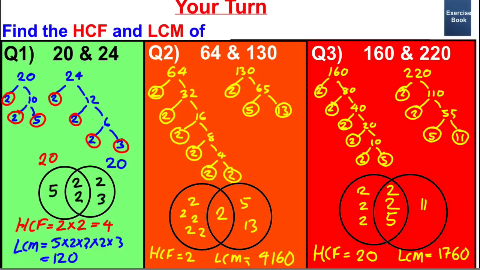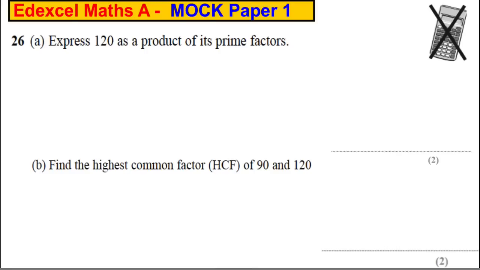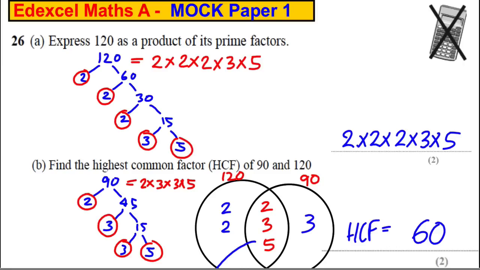Just to finish off, a quick look at an exam question. You may want to have a go at this one. First part, express 120 as a product of primes using the prime factor decomposition, and then find the highest common factor, the HCF, of 90 and 120. Maybe pause the video. In 5 seconds, I'll show you the answer. Okay, here's the answer. And there we go. So this is just demonstrating to you that now you're able to answer a GCSE question on this topic using what we've just learned.